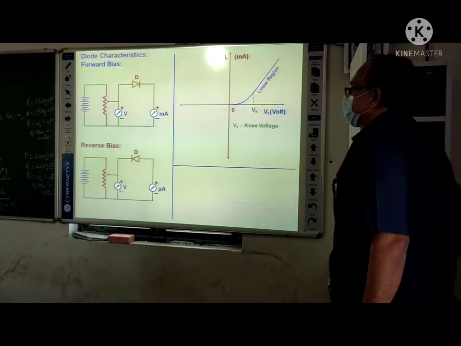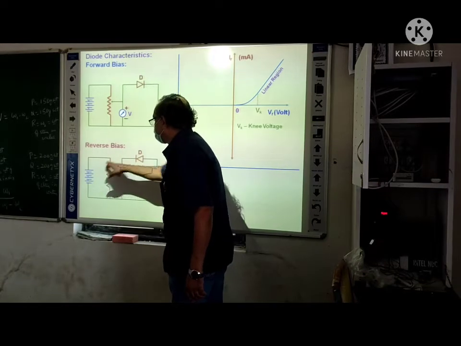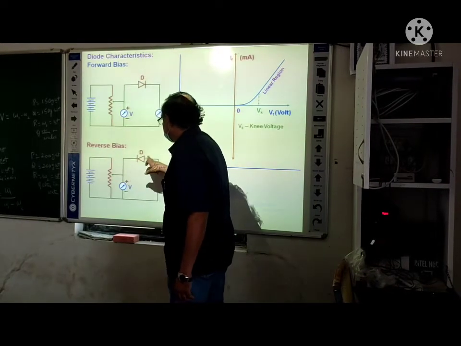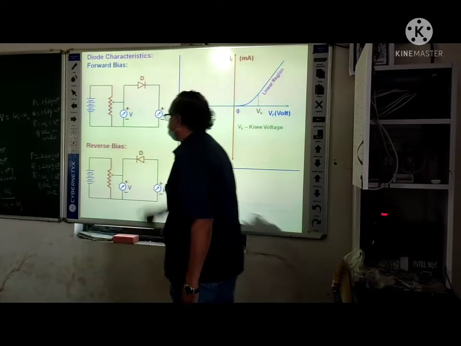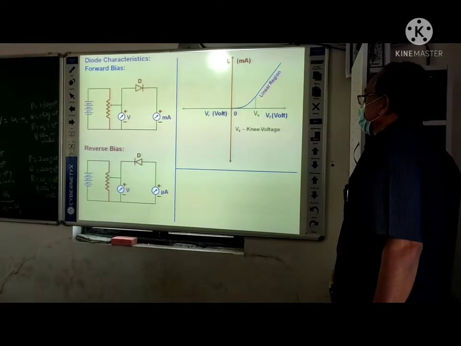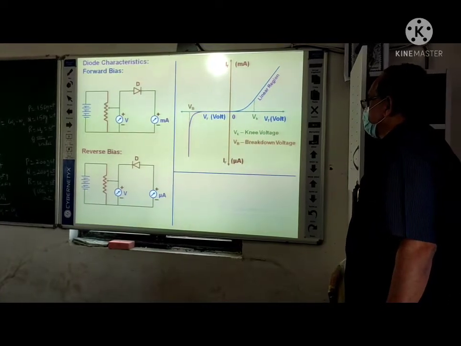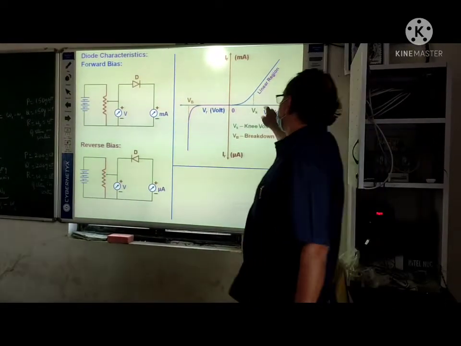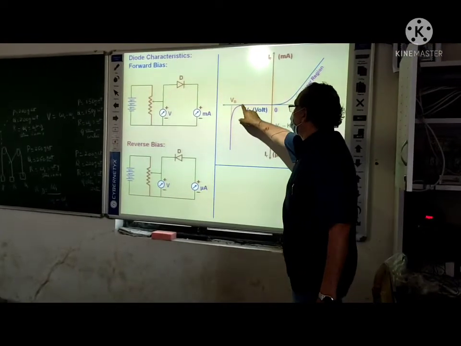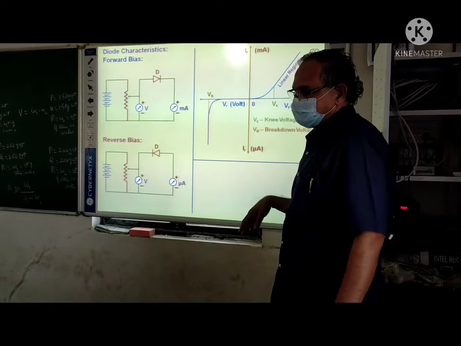Reverse current: reversing the connections, the negative terminal is connected to positive and the positive terminal is connected to negative. That is called reverse bias. Reverse voltage. So this is the breakdown voltage, at which the diode fails.